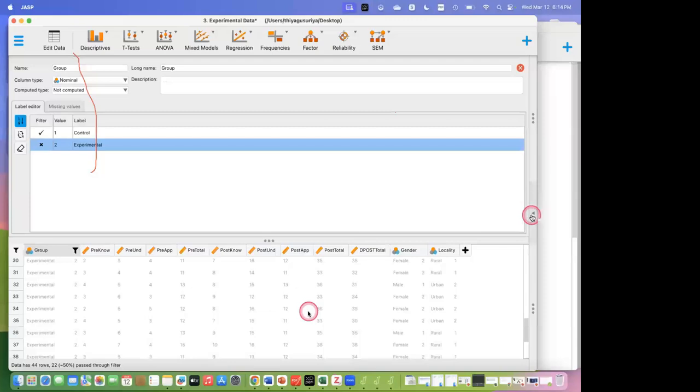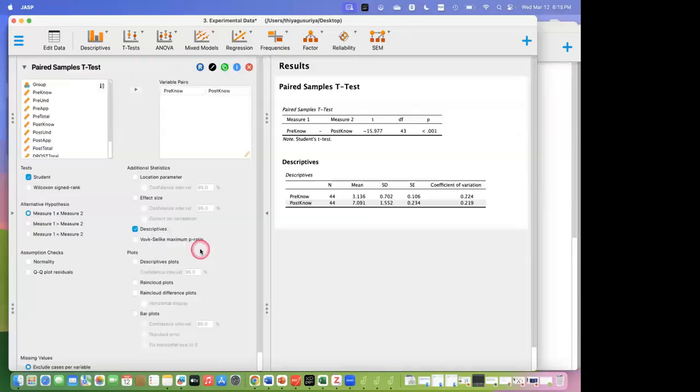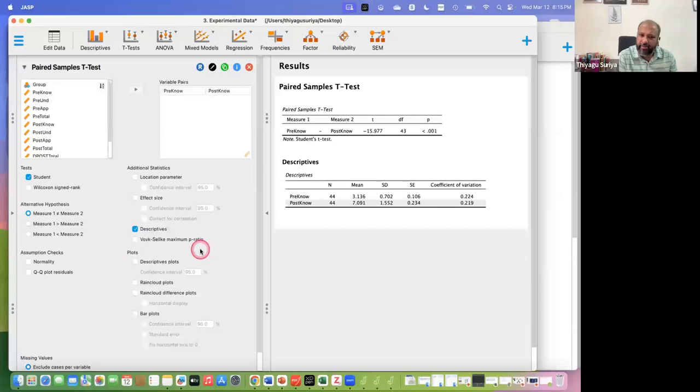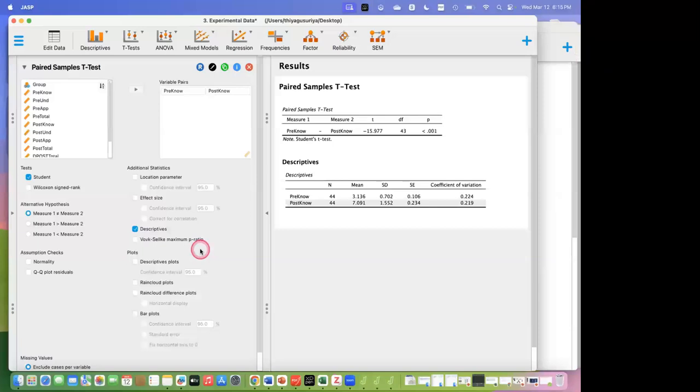So go back to your... madam, please, one minute, I just finished this. Okay. Yeah, pre-test, post-test. One nominal variable should be there, no, sir? Because pre-knowledge and post-knowledge are scale values, continuous variables. Along with that, one nominal value should be there, no, sir? Then only we can go ahead.